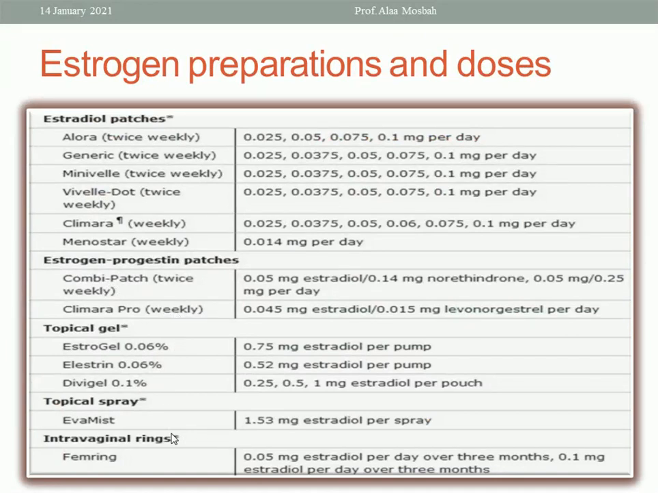Estrogen preparation and doses also. There is estradiol patches with different doses, estrogen progestin patches. Here we have estrogen plus progesterone, and there is topical gel, only estradiol, and there is topical spray, only estradiol, and there is intravaginal ring releasing estradiol over 3 months. Okay, so this is different preparation and doses also.